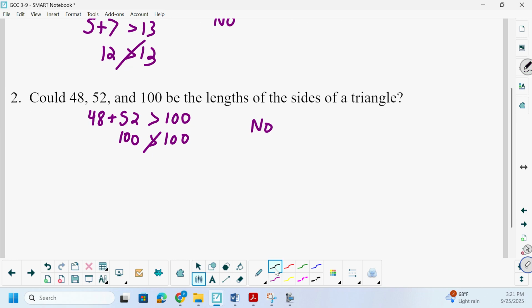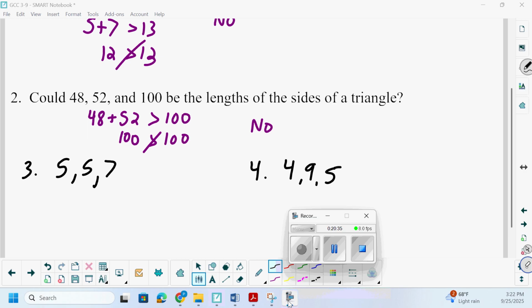So we're going to add two more examples. We're going to have you add on your page to see if they're yeses or nos. We'll call this example 3. Let's say we had 5, 5, and 7. And example 4, let's go 4, 9, and 5. And we're going to pause the video for 1 minute, see if you can decide whether or not these 3 lengths could form a triangle. So go ahead, try that now, and you can check with the folks in your row.